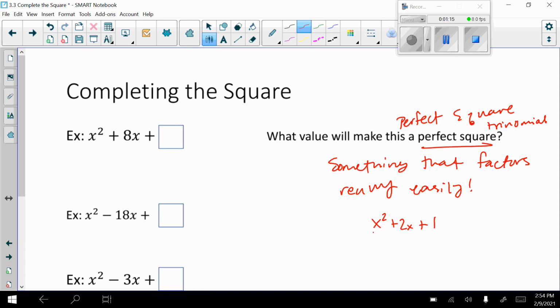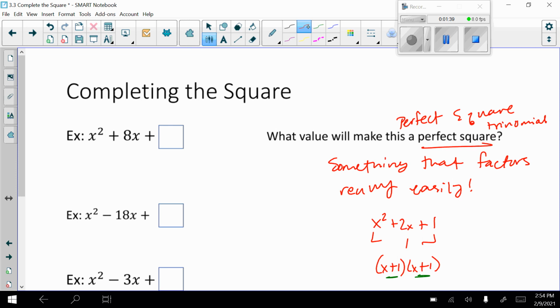If you wanted to factor this, you do a times c, 1 times 1 is 1. You need two numbers that multiply to 1 and add to 2. And if you think about it, it's just 1 and 1. So you could factor this to be x plus 1 times x plus 1. What I mean is that they have repeated factors. That's what a perfect square trinomial has. The two factors are going to be the same, and it's pretty easy to find.